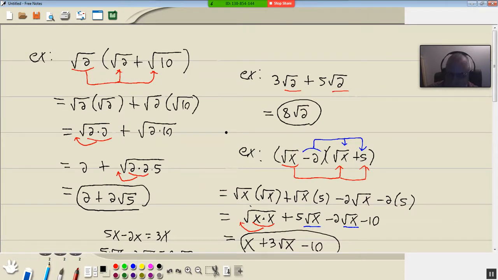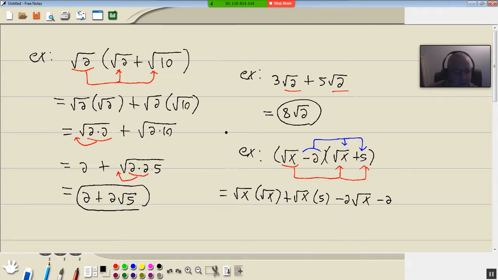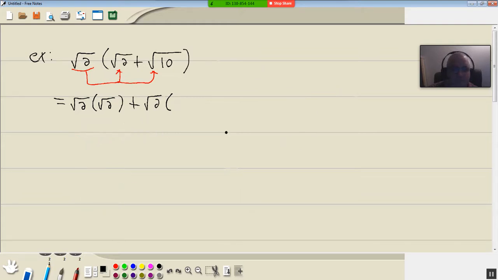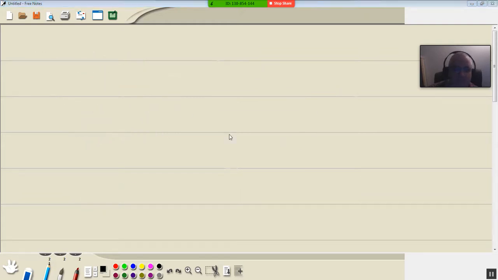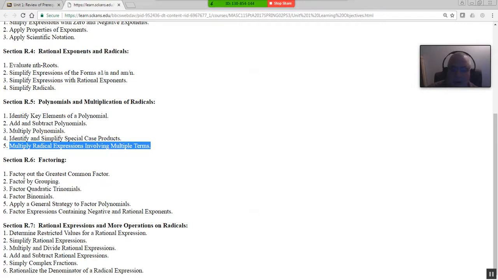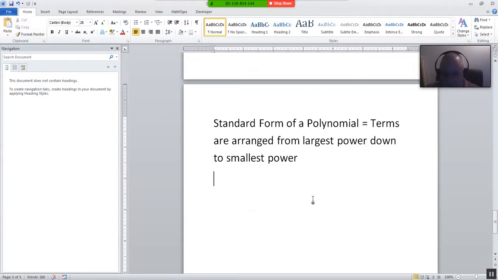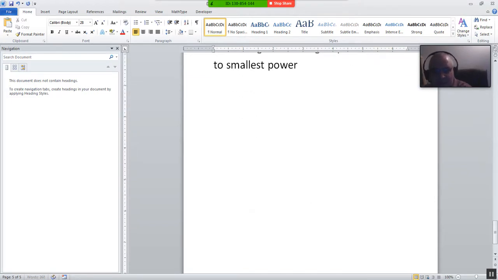Let me clear those off. And that's the end of that section. Now, the next topic we're going to talk about is factoring. And that'll be the last topic. Rational expressions I never cover in this particular session. They're kind of a lengthy topic.